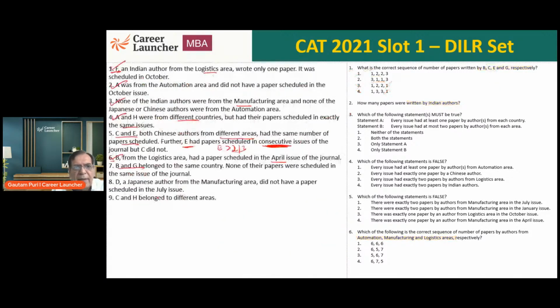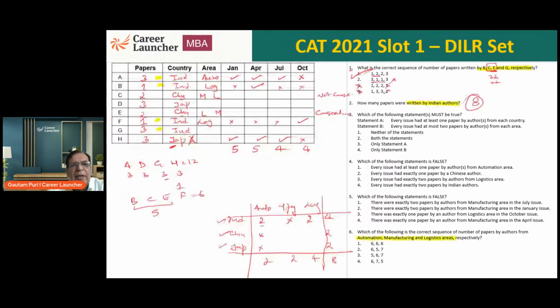Okay, let's move ahead. Okay. B and G belong to the same country. None of their papers were scheduled in the same issue of the journal. B and G papers are not in the same issue of the journal. B has published a paper in April, only 1 paper. So that means G cannot publish a paper in April. But G has 3 papers. That means in the remaining 3 months, 3 issues, there will be a paper.